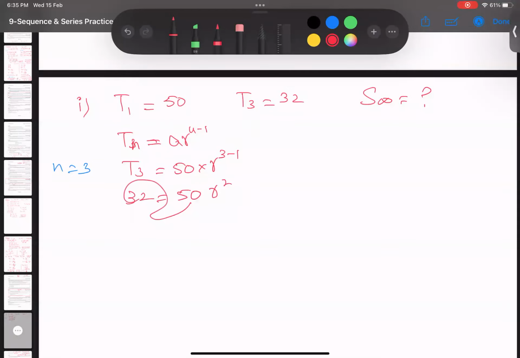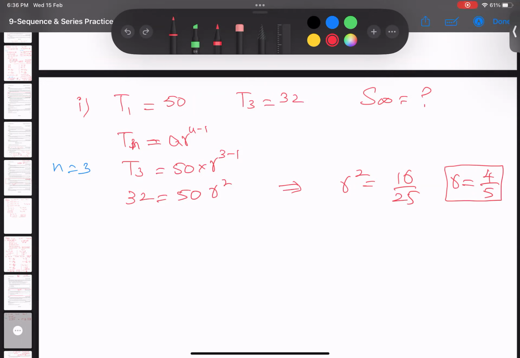It will go down, so it means 32 by 50. If I check it, 32 by 50 becomes r squared equals 16 over 25. If I take the root of both sides, I get plus and minus 4 over 5, but I will not take the negative side, because he said the common ratio is positive only. Don't take negative. One thing is very clear: the first value is 50, the second is 32, so the values are going from bigger to smaller, and we should not go into negative answers.